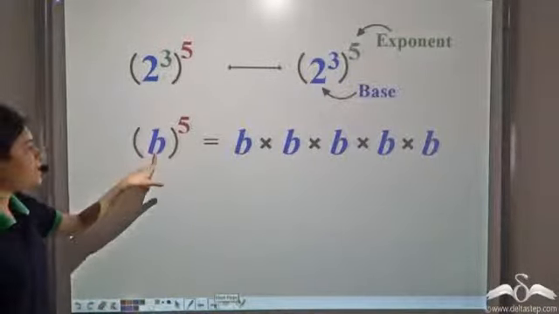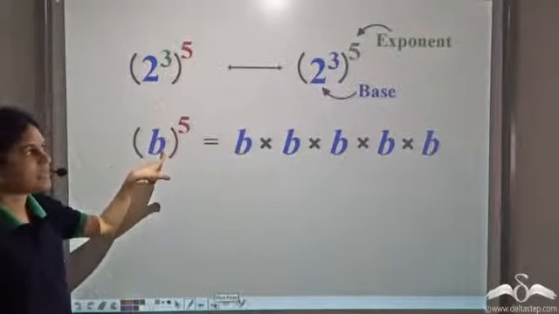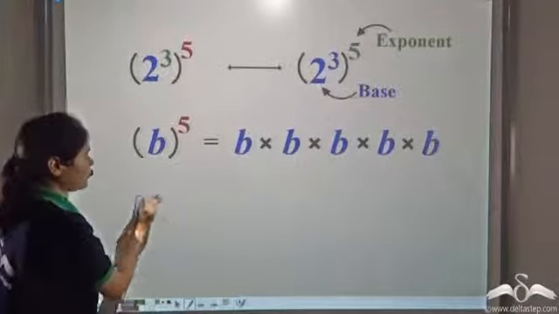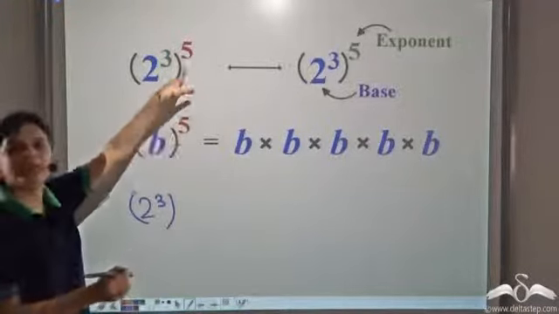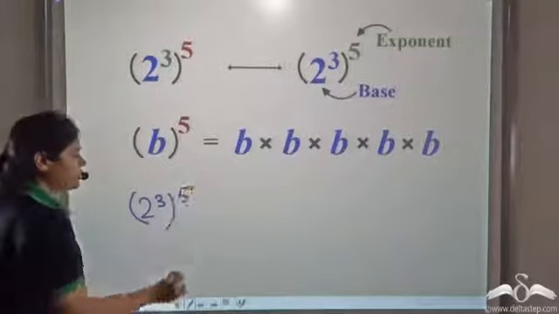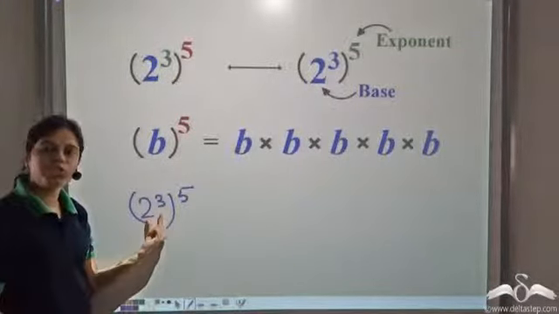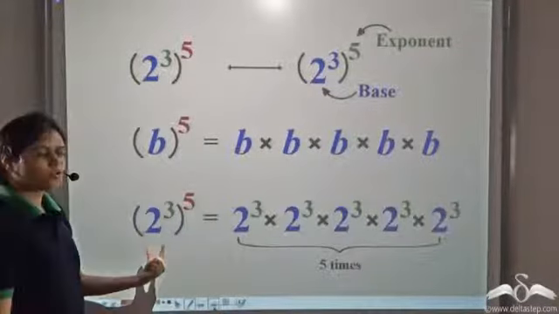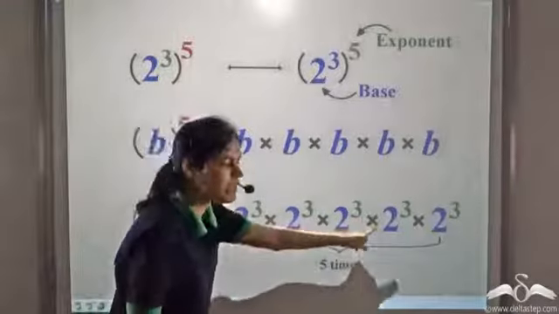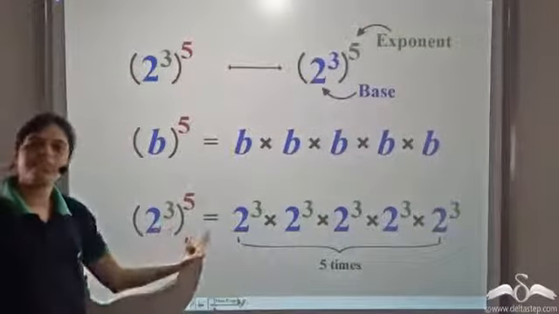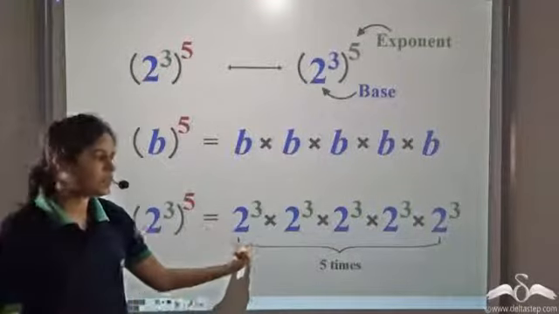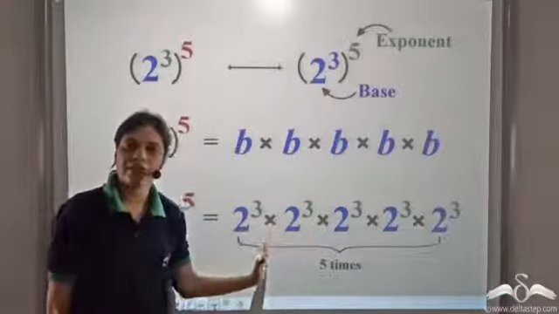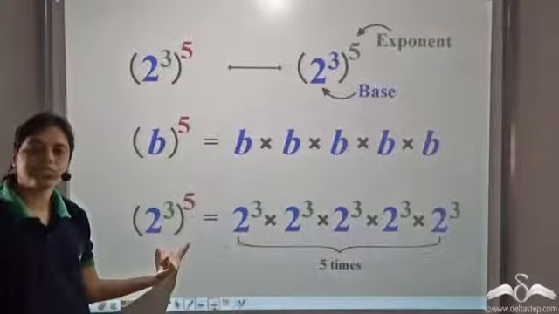Now replace this b, which is the base in this case, with the base of this number. So we have 2 to the power 3 and the exponent 5. So this means that 2 to the power 3 is multiplied with itself 5 times. So if an exponential number is multiplied with itself a number of times, we can represent it in this manner.